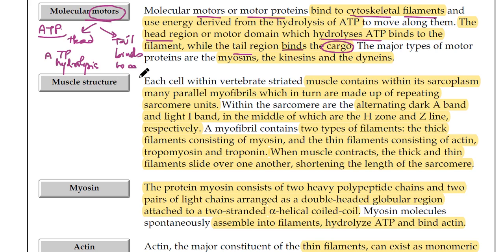Now, this is again an important topic from where questions come. What are the examples of motor proteins? They are myosin, kinesin and dynein. Next is muscle structure.